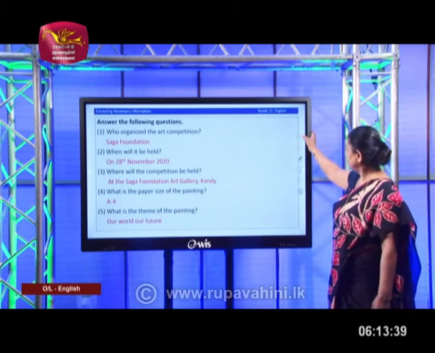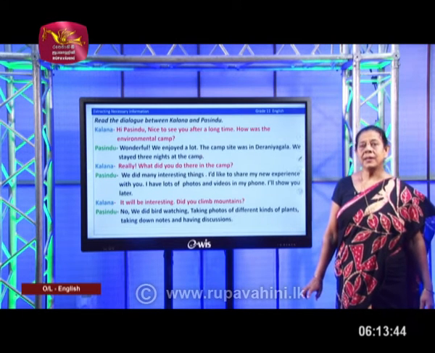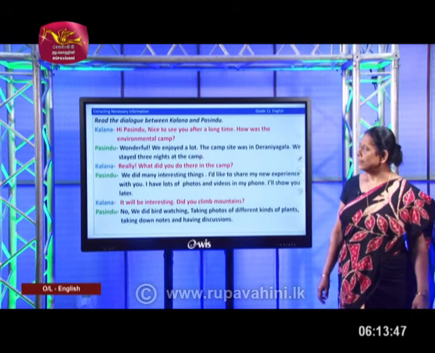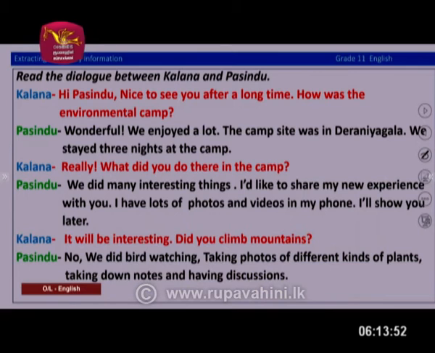Right. So, if you read the text carefully, you will be able to extract or find necessary information. Shall we move to another activity? Yes. What can you see there? Yes, a dialogue between Kalana and Pasindu. Kalana and Pasindu are friends. So you have to read the dialogue between Kalana and Pasindu and do the activity given below.